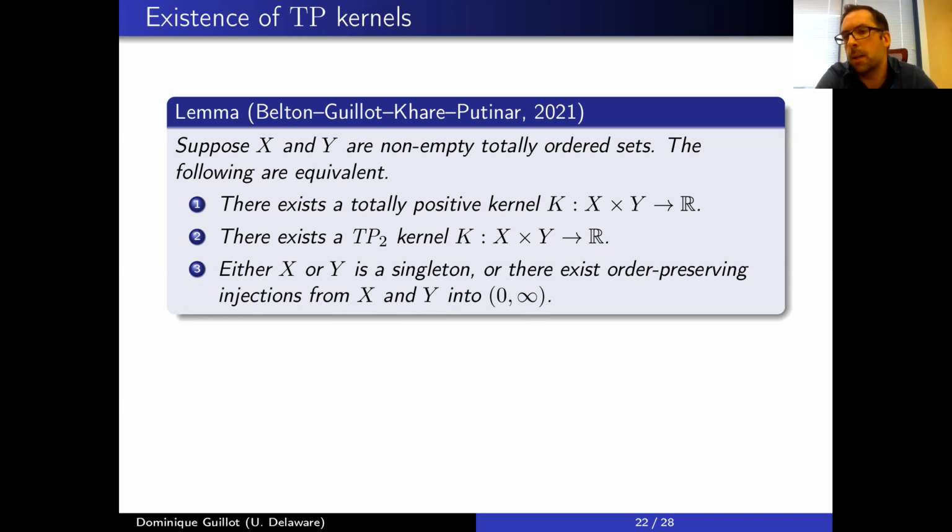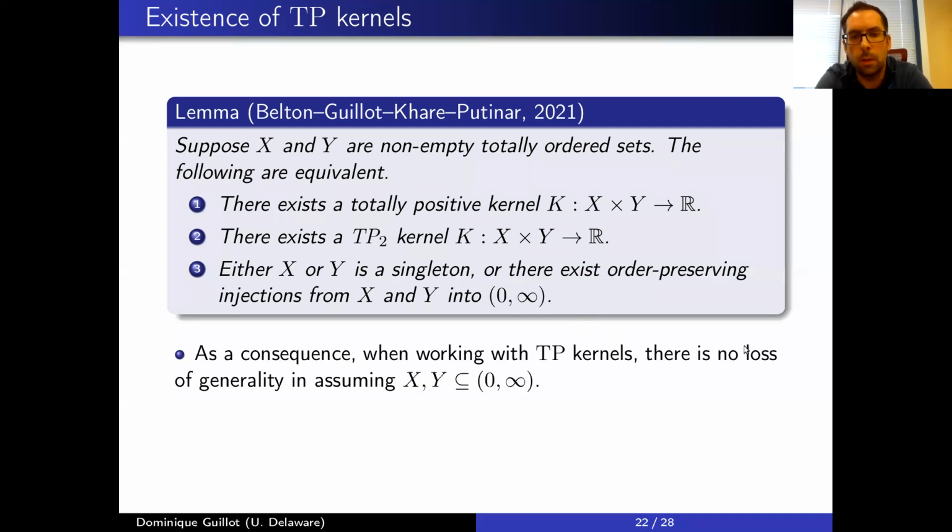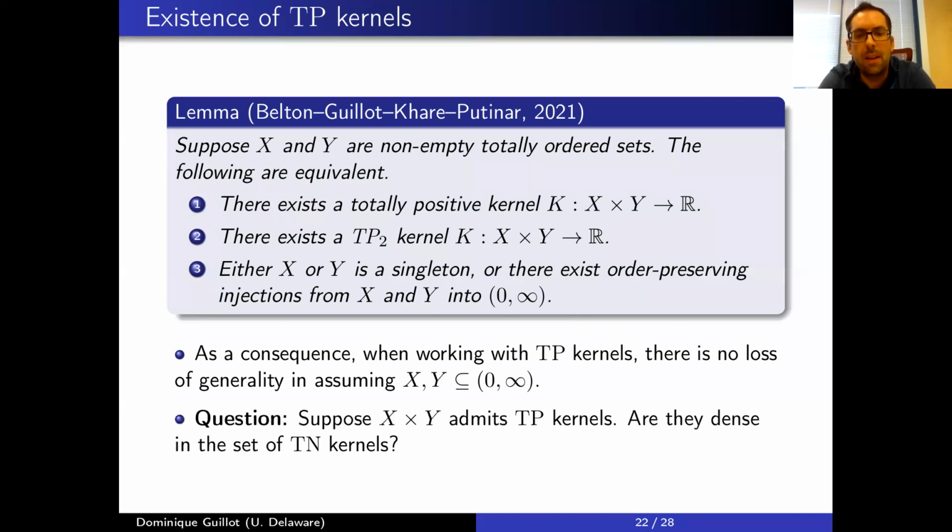So in other words, if we want to work on this problem, there's absolutely no loss in generality to assume that we take X and Y to be subsets of the real numbers, or even better, of the positive real axis. So that actually simplifies the problem quite a bit. We don't really have to think about abstract totally ordered sets. Just any subsets of (0, ∞) are going to do the trick. So as a consequence, I'm only going to consider X, Y as subsets of (0, ∞) in the rest of the talk.